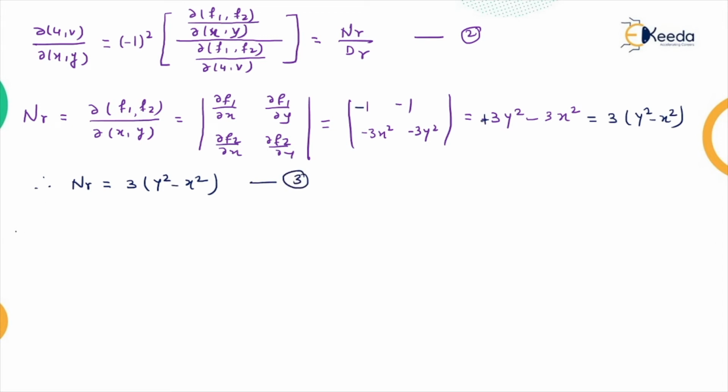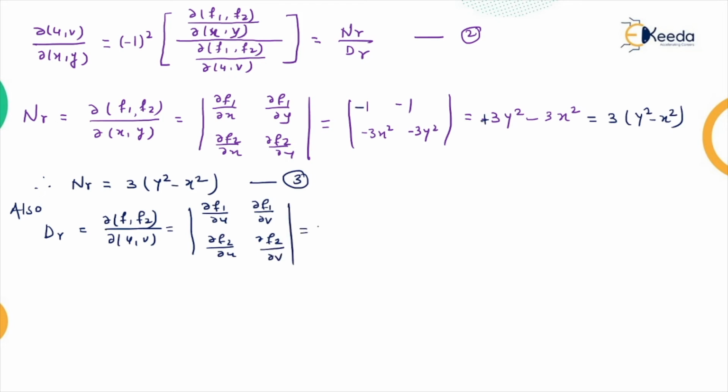Now the denominator. Also taking the denominator equal to ∂(f1, f2)/∂(u, v). So this is a 2 by 2 determinant, guys. I am writing very clearly: ∂f1/∂u, ∂f1/∂v. Similarly in the second row, ∂f2/∂u and ∂f2/∂v. So this is a 2 by 2 determinant you will have to solve here.